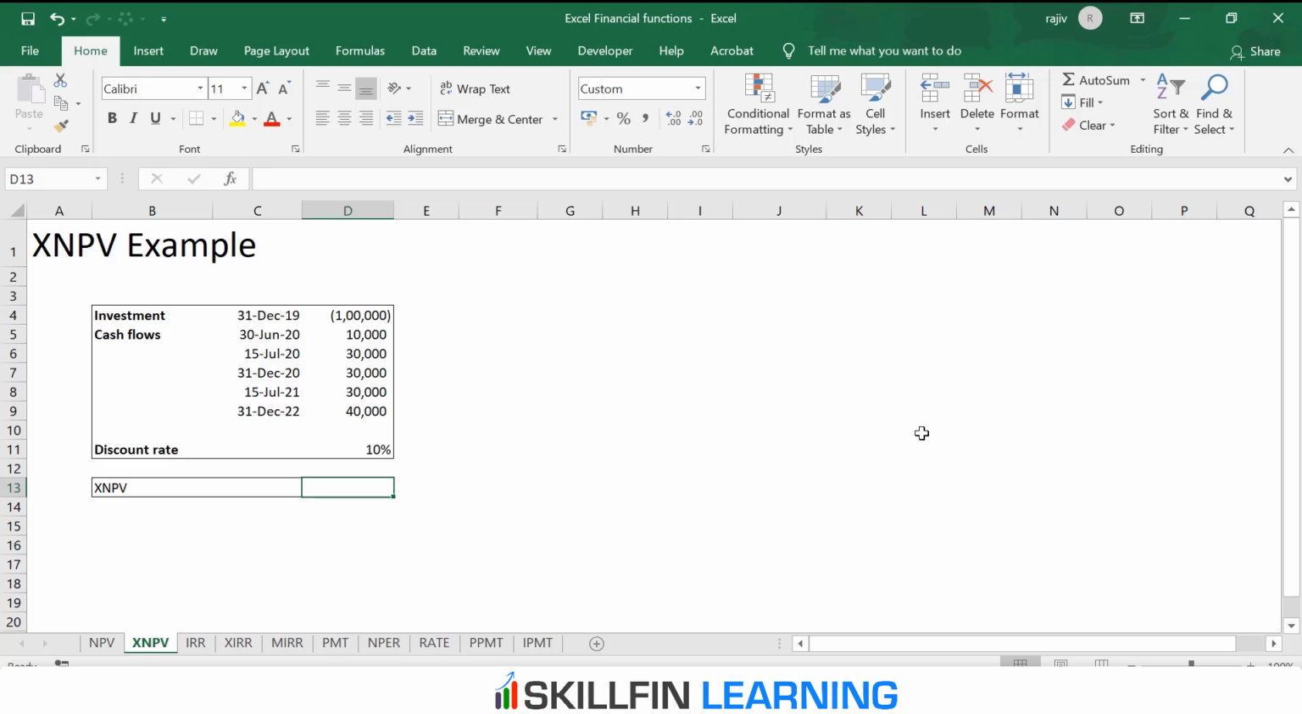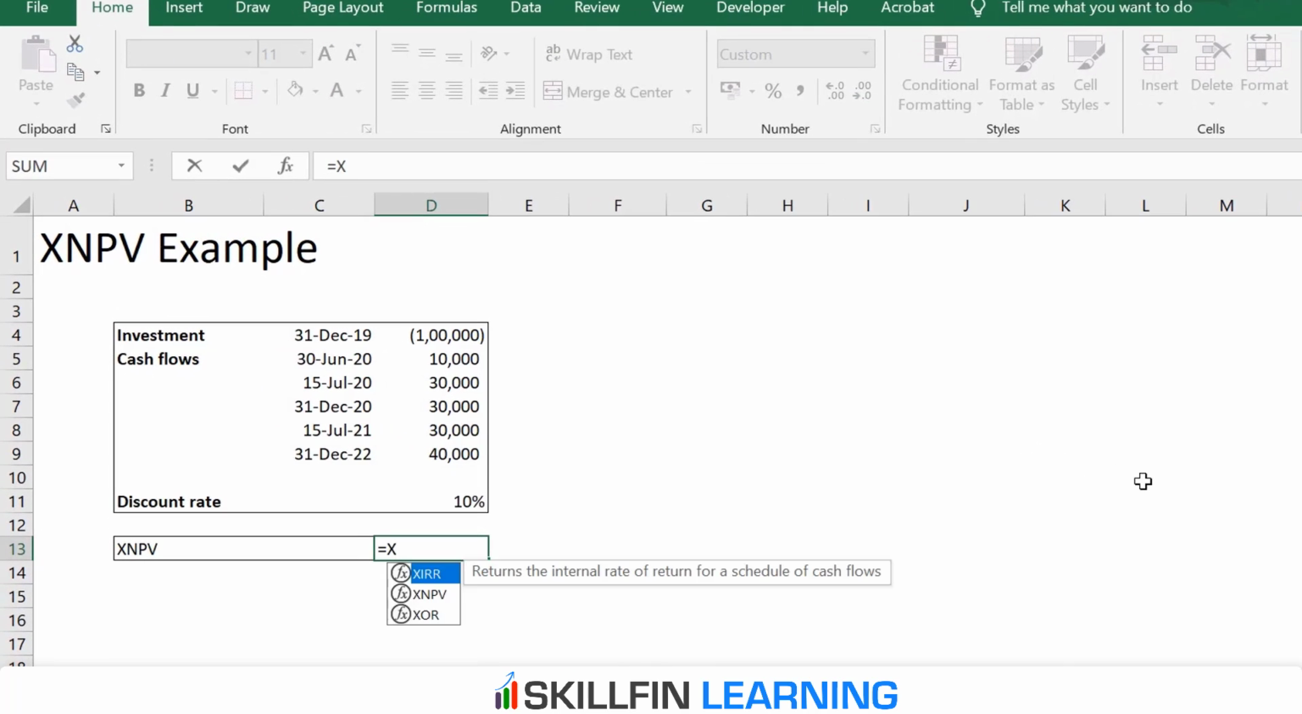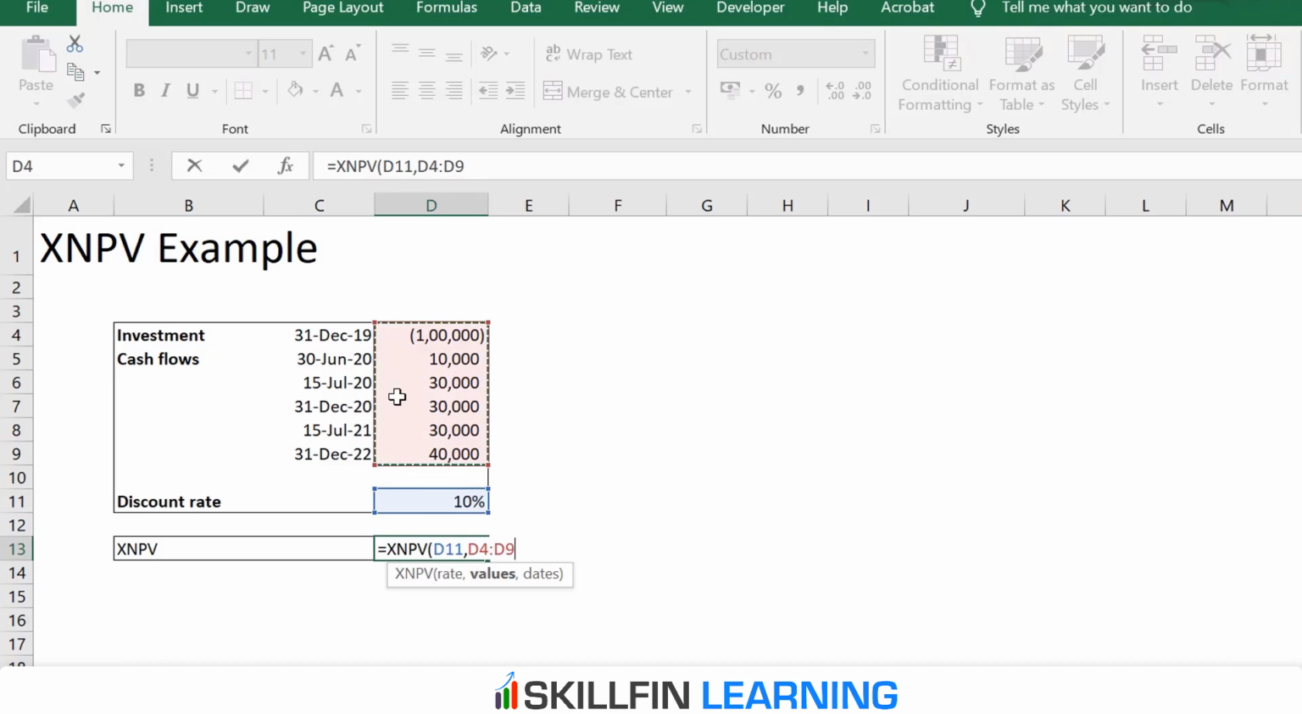So to calculate the XNPV, type equal to XNPV. It asks for rate, which is the discount rate or the cost of capital. Then it asks for values. In XNPV, we have to select the entire stream of cash flows, including the initial cash investment. And then it asks for the dates. If the cash flows are occurring at different time periods and we have the dates of the cash flows, we should use the XNPV to calculate the exact value creation from the project.